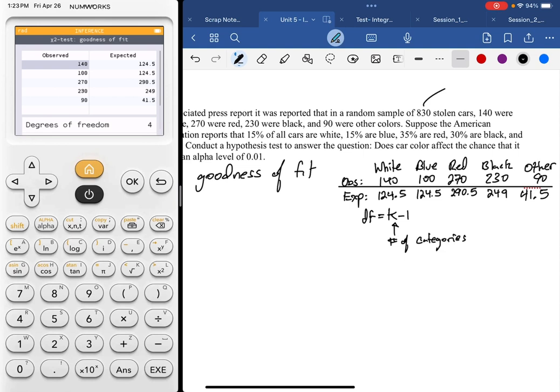All right, so in this case we have 1, 2, 3, 4, 5 categories. So 5 minus 1 is equal to 4. All right, you're not always going to have to state how you came up with that value, but you should be prepared to. All right, so I always err on the side of giving the number.